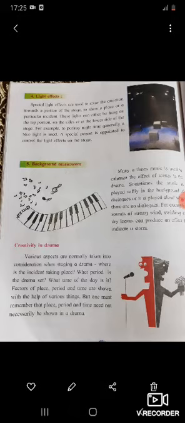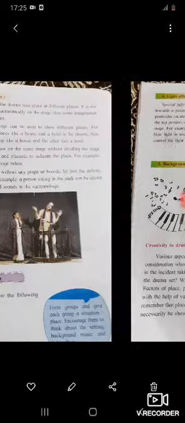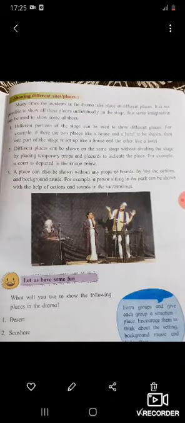Creativity in drama. How can you make the drama creative? So, showing different sites and places. Many a times the incidents in the drama take place at different places. It is not possible to show all these places authentically on the stage. Thus, some imagination can be used to show some of them.